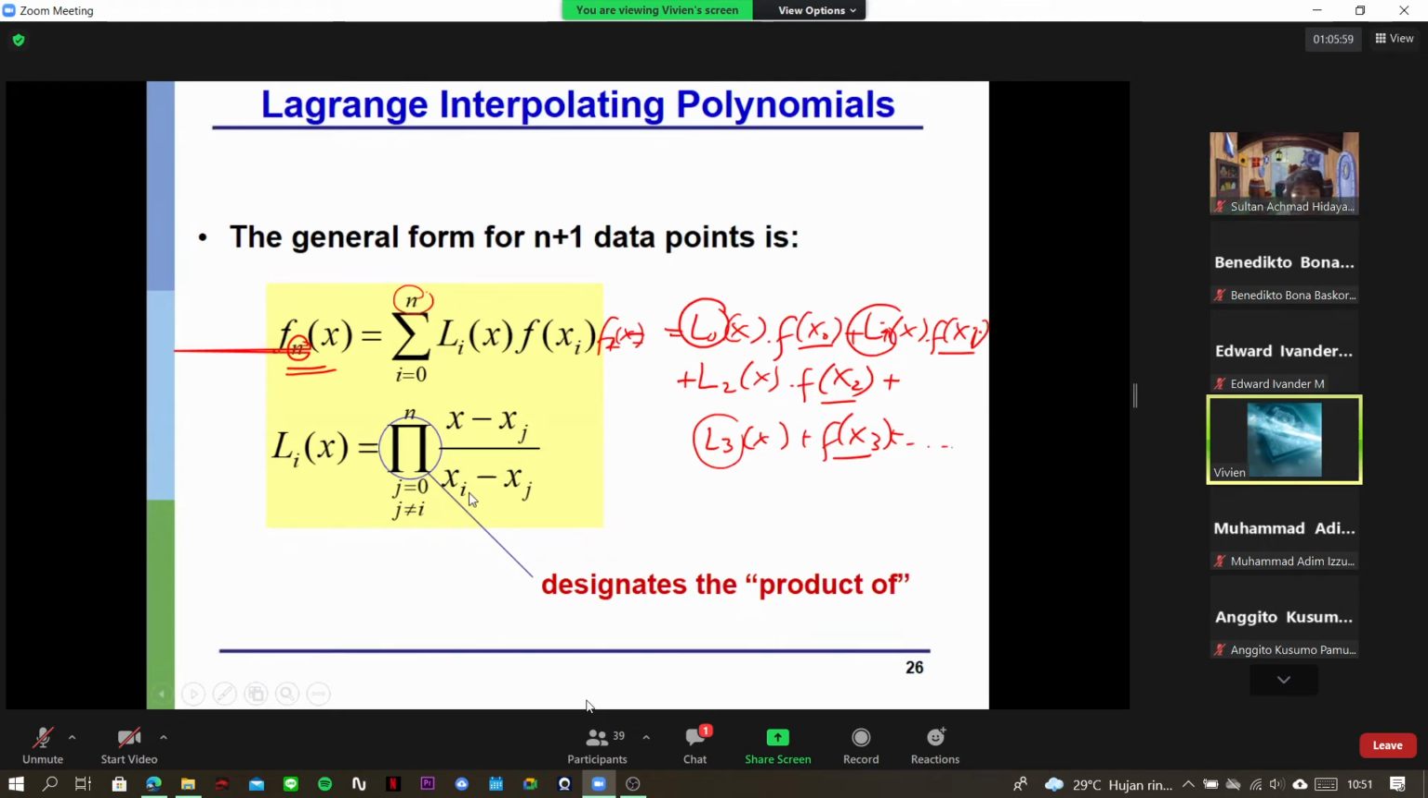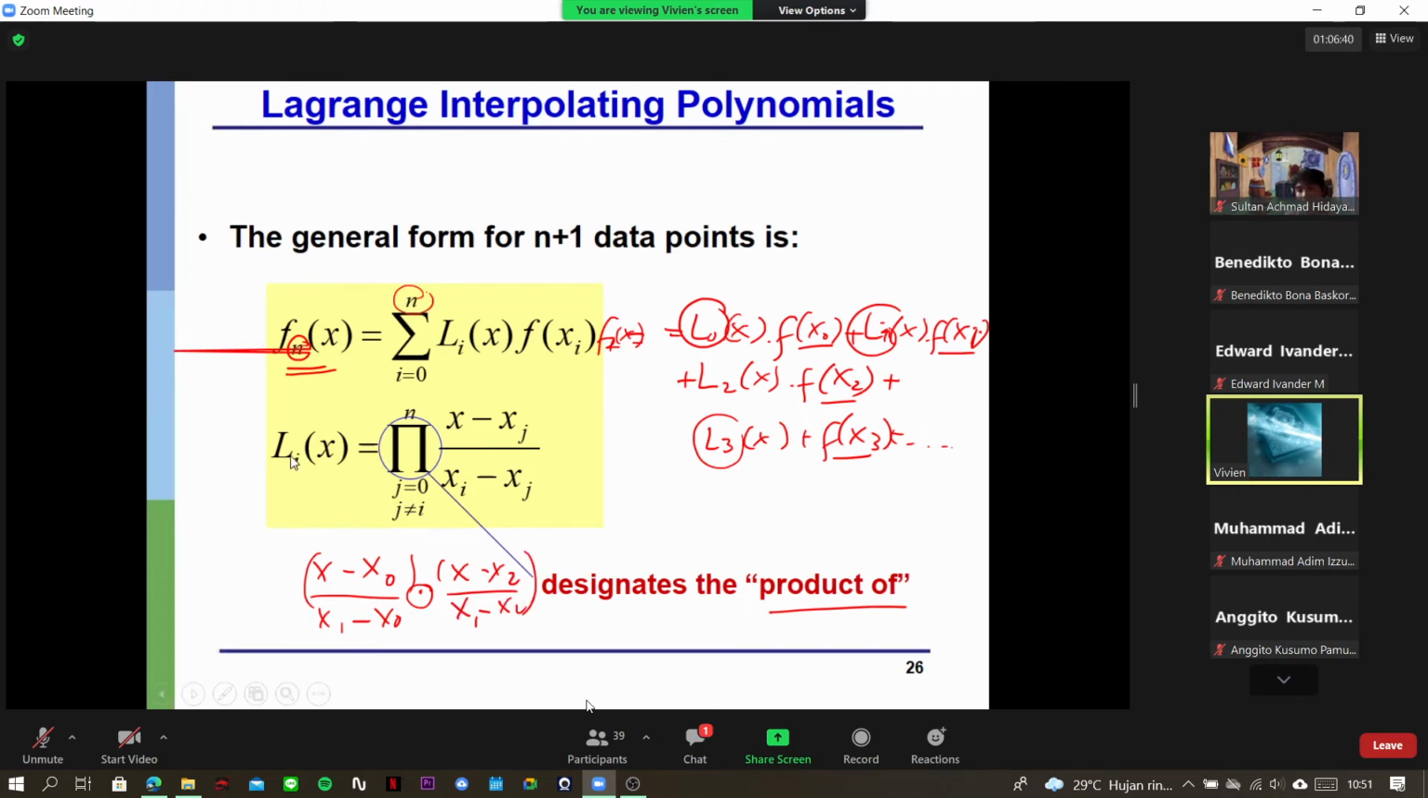What is the meaning of the product? It means multiplication. If we have the sigma sign, it means we add, plus sign. But if we have the product, capital pi sign, it means that we multiply. So for example, for the first term, that will be x minus x0 over x1 minus x0, and then we multiply with the rest, x minus x. So that will be multiplication, the product. That's how to interpret this one.